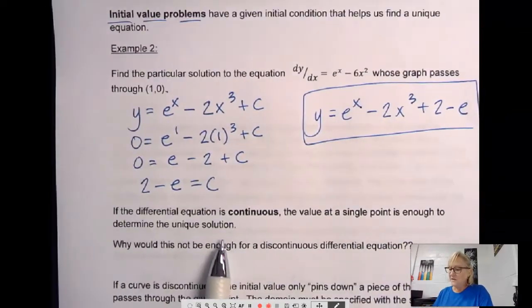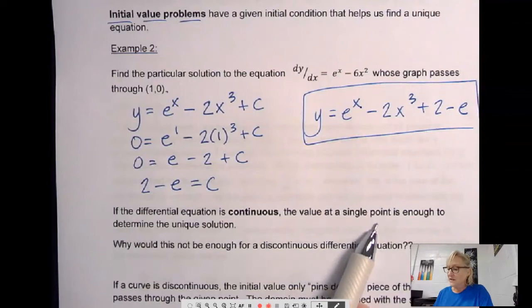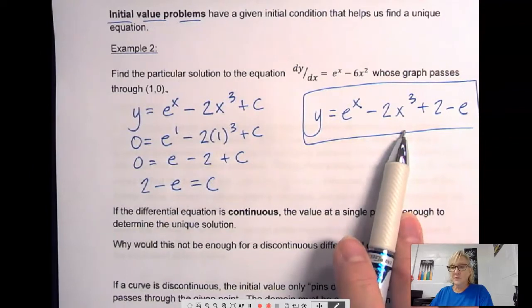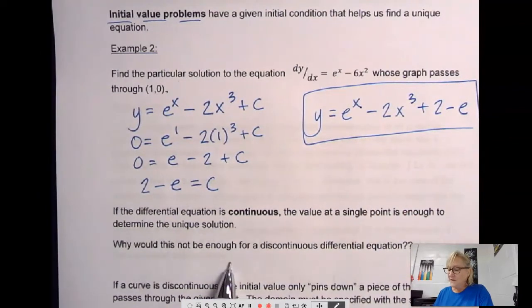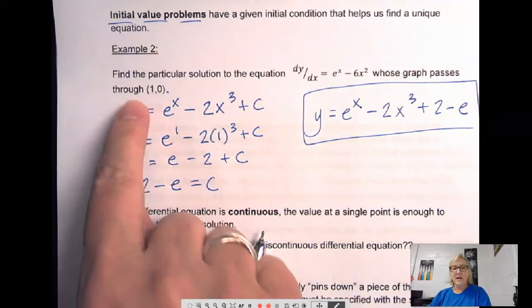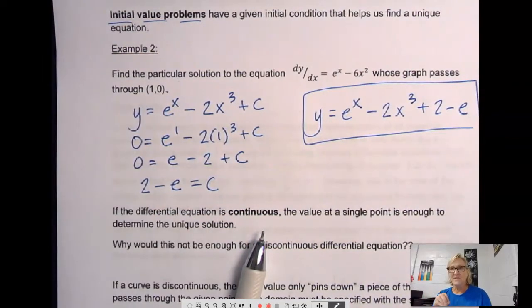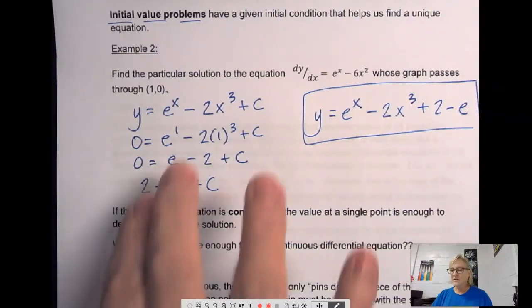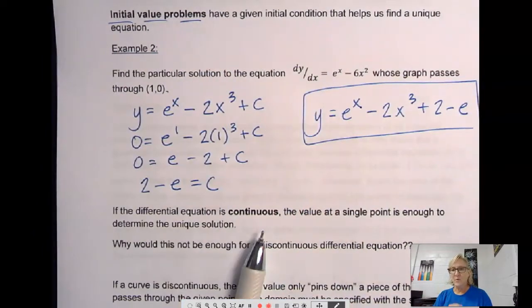Okay, so if the differential equation is continuous, the value at a single point is enough to determine the unique solution. This is a unique solution once we find c. Why would this not be enough for a discontinuous differential equation? So think of this one particular ordered pair as sort of pinning down the one specific graph or function that we're looking for, as opposed to all these others. Plus c could be positive, negative, so you'd have kind of like this graph that was translated up or down. So this one ordered pair sort of pins down that one graph that we need to find.